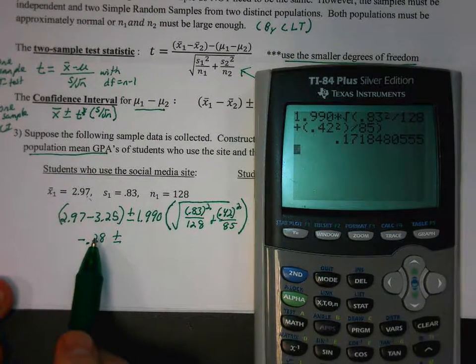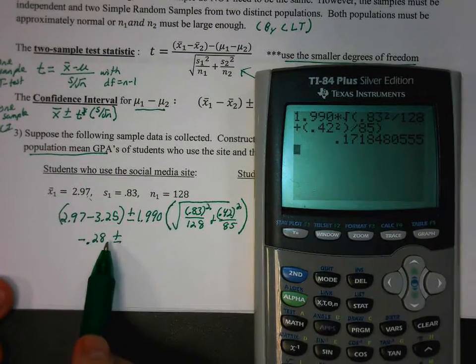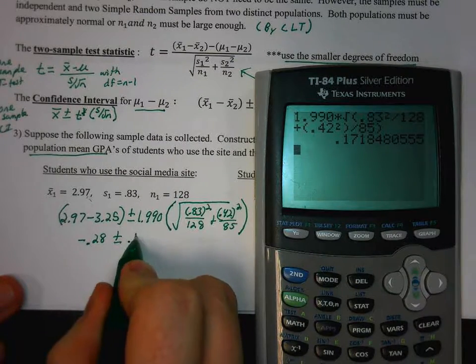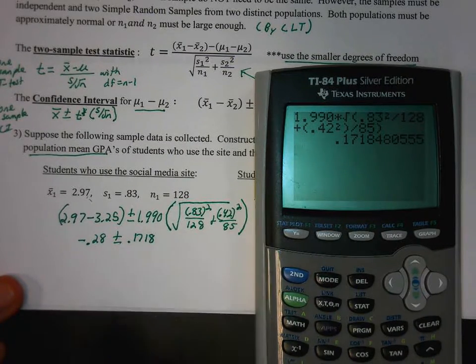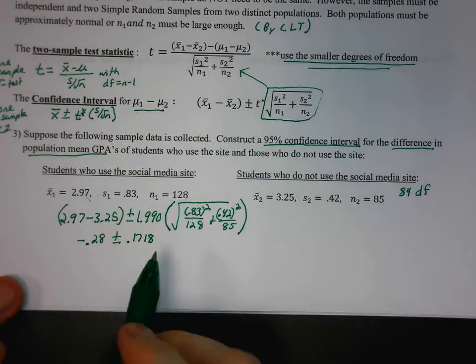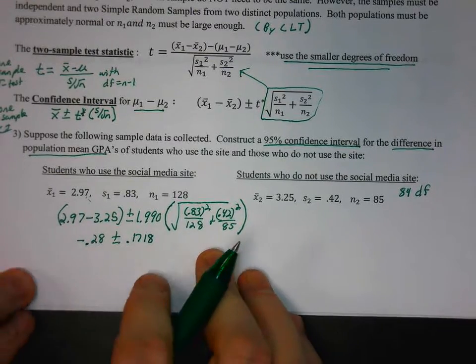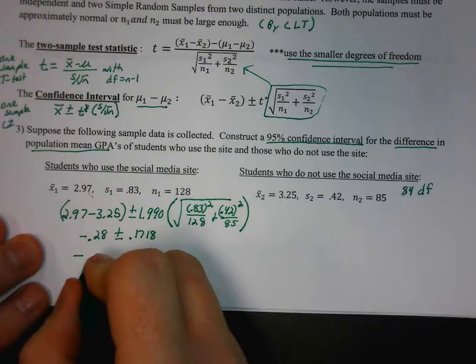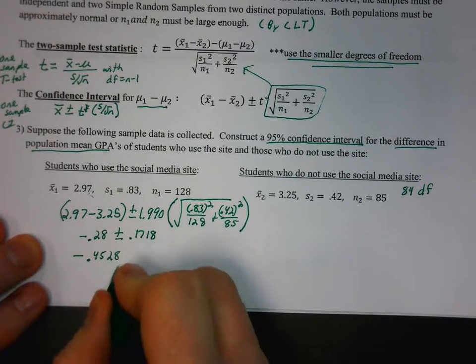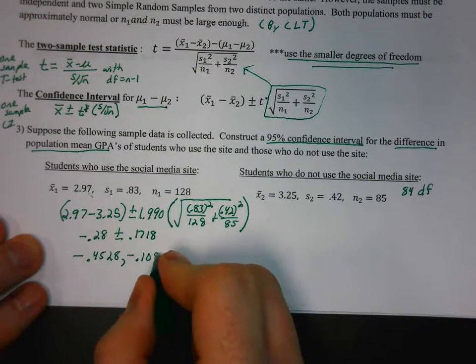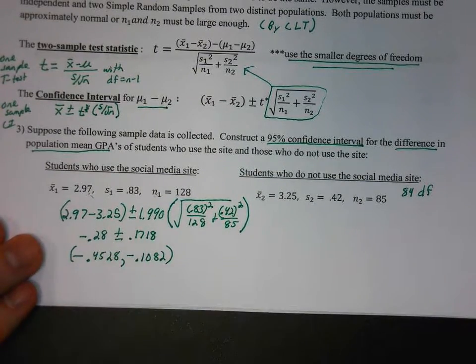mu1 minus mu2. Okay, so we're going to go out to 3 or 4 decimal places on this. I'll just use 4 decimal places, 0.1718. Okay, so there's our margin of error. Okay, so if we add and subtract that 0.1718 from the negative 0.28, okay, we end up with negative 0.4528 to negative 0.1082. Okay, so there's our confidence interval for mu1 minus mu2, or the difference in the population means.